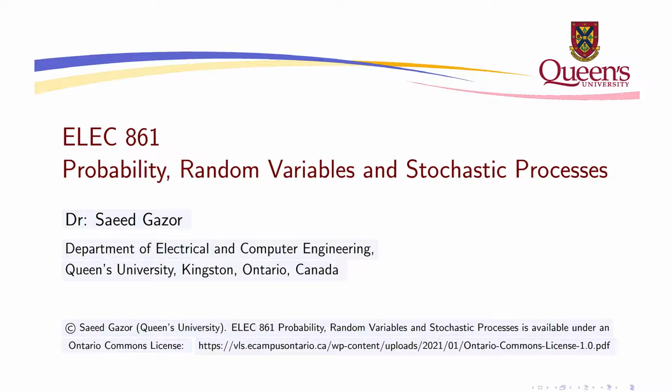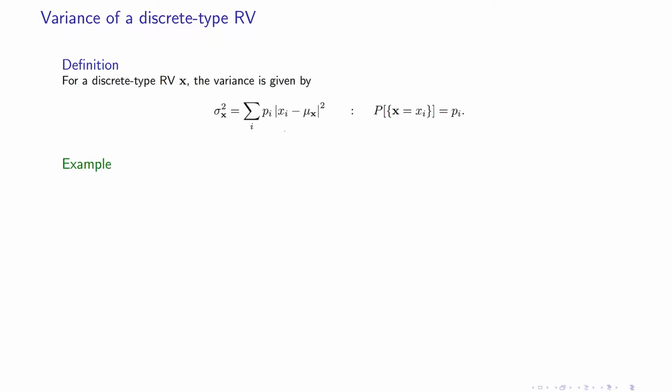In this video, we learn how to apply the expected value operator for the concept of variance for a discrete type random variable. So we want to know how we can quickly calculate the variance of a discrete type random variable.